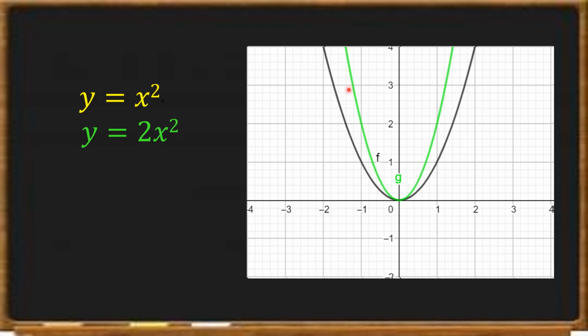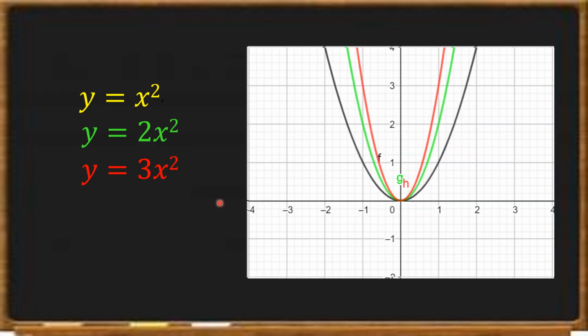Okay. And then let's change again our value of a. So y equals 3x squared. Your a here becomes 3. Okay, so if your a is 3, what will happen to the parabola? Okay, look at the red parabola. So from here, black, green, red. So what happened to the parabola?